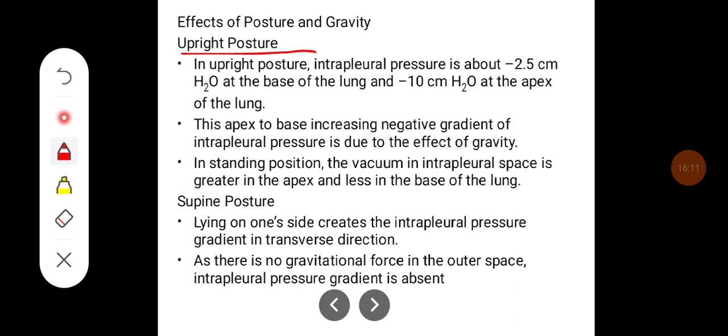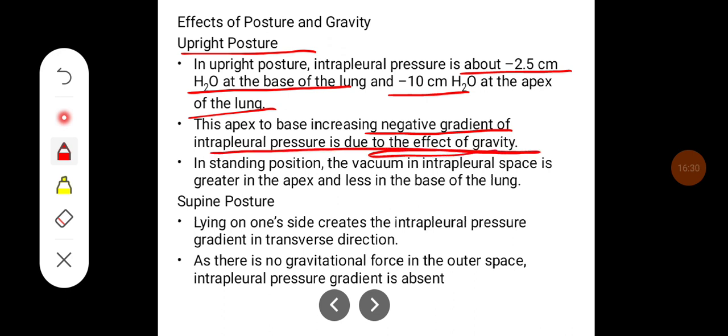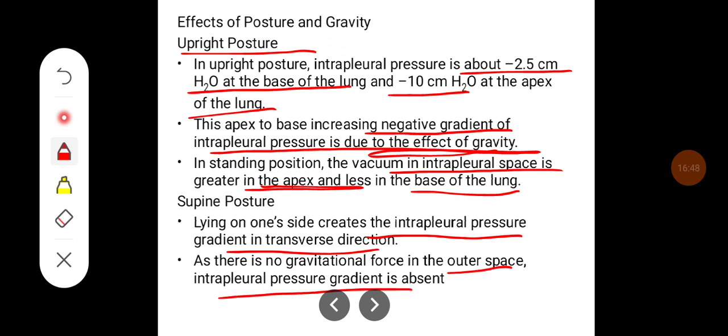In upright posture, the intrapleural pressure is about -2.5 centimeters of water at the base of the lung, and -10 centimeters of water at the apex of the lung. This apex to base increasing negative gradient of intrapleural pressure is due to the effect of gravity. In standing position, vacuum in the intrapleural space is greater at the apex and less at the base of the lung. In supine position, lying on one side creates the intrapleural pressure gradient in transverse direction. As there is no gravitational force in outer space, the intrapleural pressure gradient is absent.